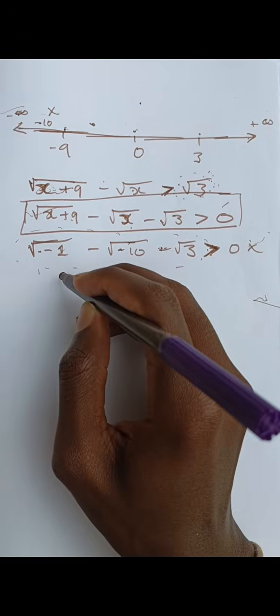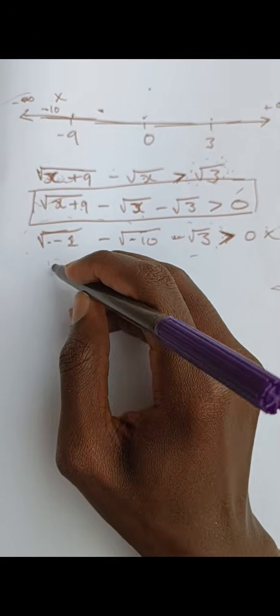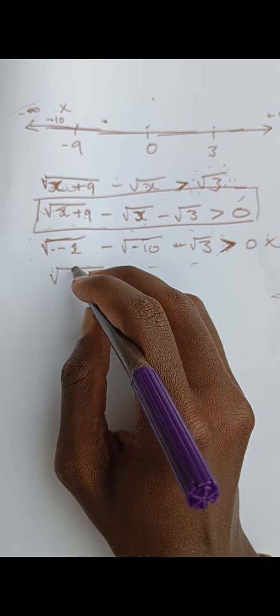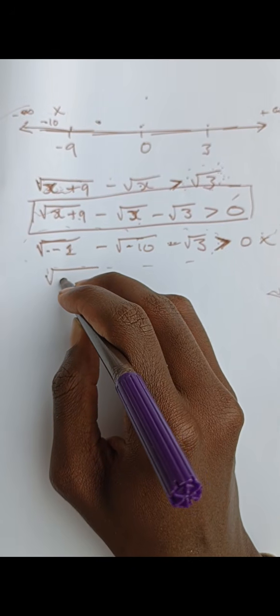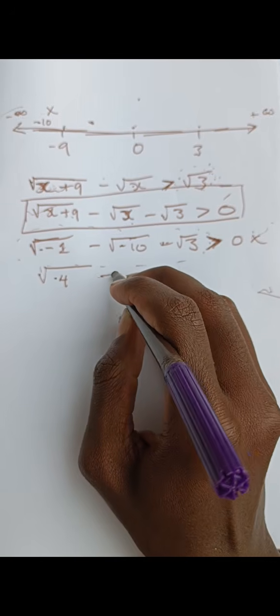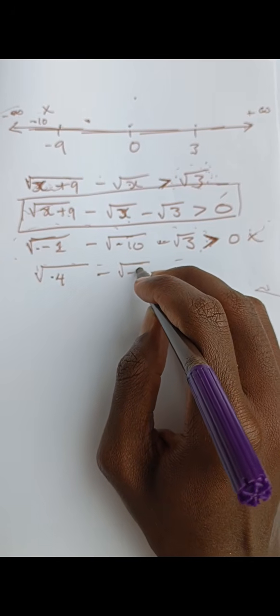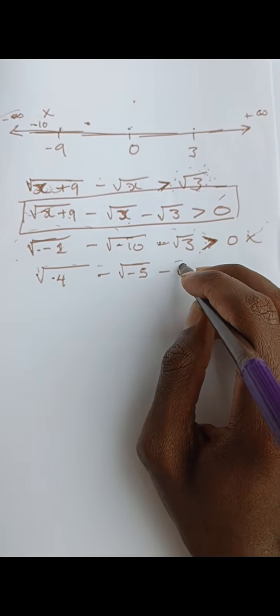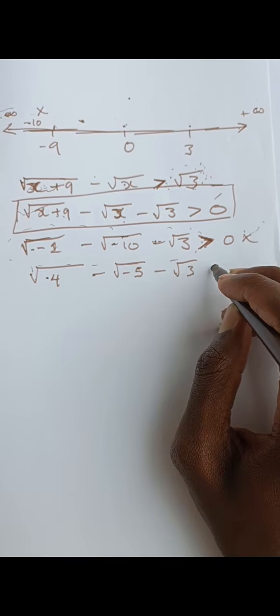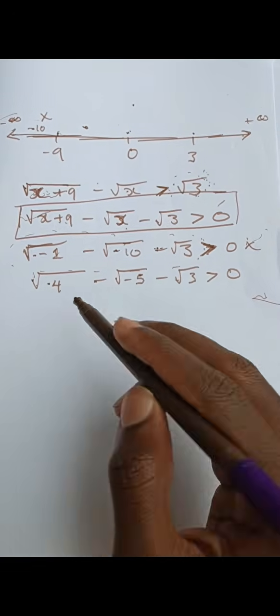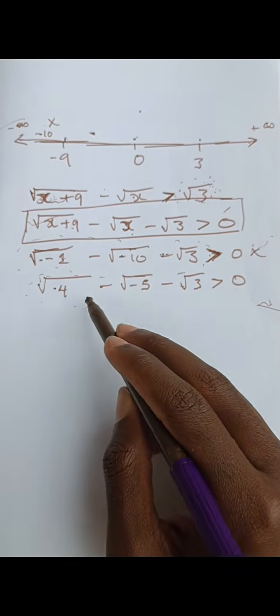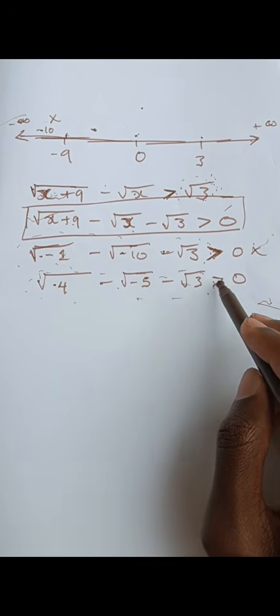So we cancel this. This test has failed. Let's go to the next test. So again, while this x, I'll put negative 5, right? Which is going to leave us with 4 minus, while this x, we put negative 5, right? Minus square root of 3 greater than 0. So you ask yourself, if I were to evaluate this, can I get something greater than 0?